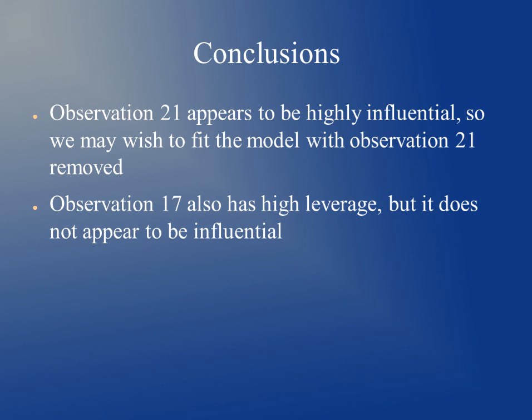So if we identified that observation 21 is highly influential, we may want to refit the model excluding observation 21 just to see how it would change. Observation 17 has high leverage, but it doesn't appear to be influential. It just has an extreme value for x, but it's not different from the model that we predicted.